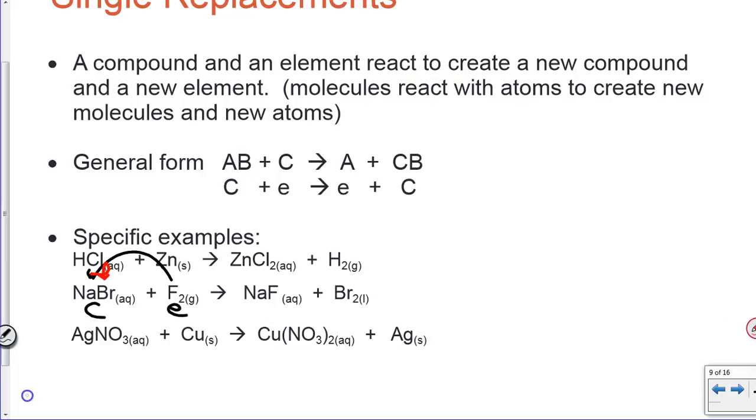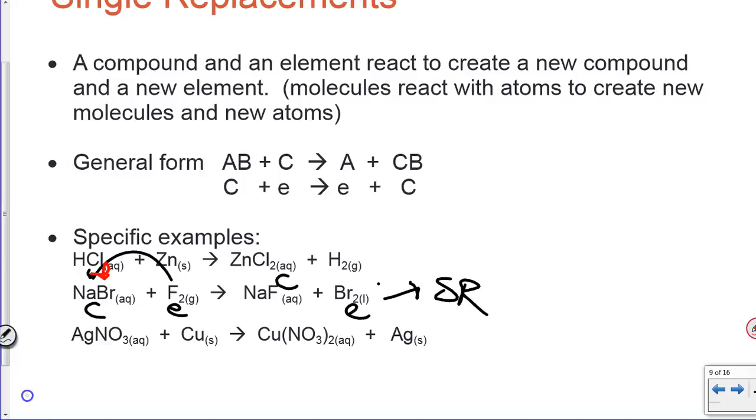Whoa, I don't know why that just turned red. But we end up seeing it switch places, and we know which one it exchanges due to our products. And now what we end up seeing is the compound, an element again, and we see the compound, element, and we are classifying this as a single replacement.